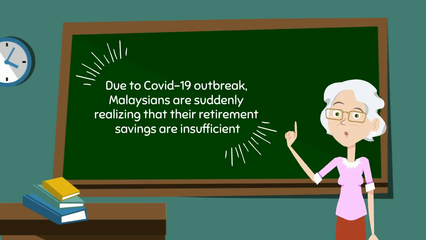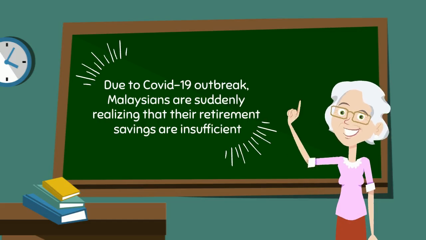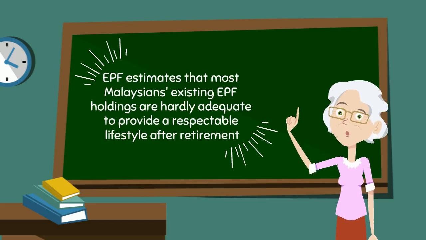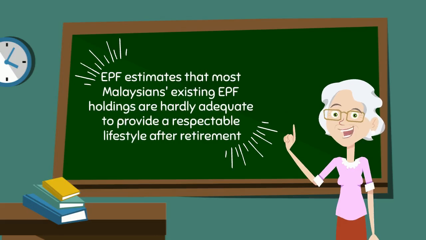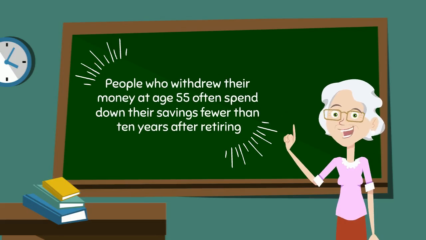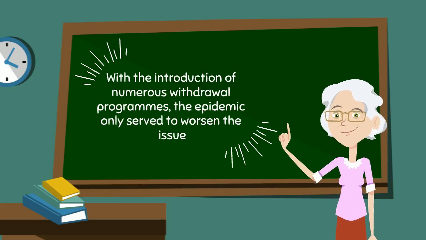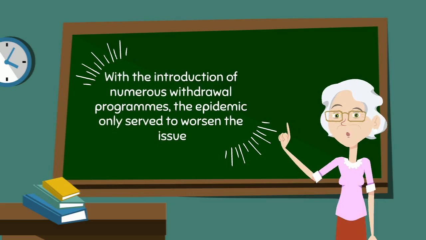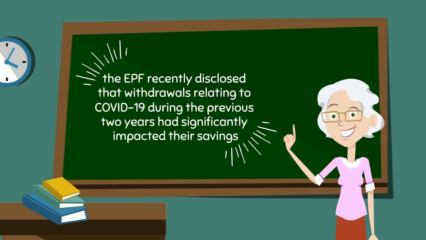Due to the COVID-19 outbreak, Malaysians are suddenly realizing that their retirement savings are insufficient. EPF estimates that most Malaysians' existing EPF holdings are hardly adequate to provide a respectable lifestyle after retirement. People who withdrew their money at age 55 often spend down their savings fewer than 10 years after retiring. With the introduction of numerous withdrawal programs, the epidemic only served to worsen the issue. The EPF recently disclosed that withdrawals relating to COVID-19 during the previous 2 years had significantly impacted their savings.